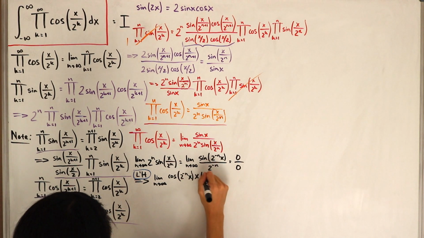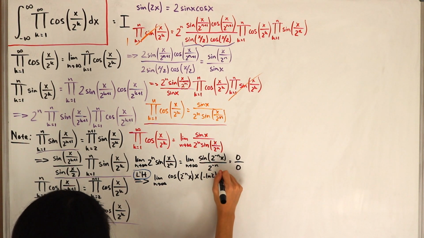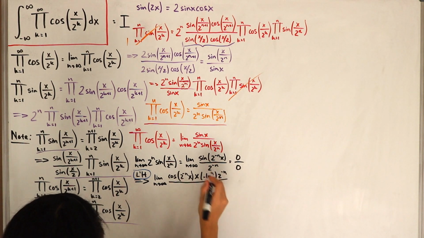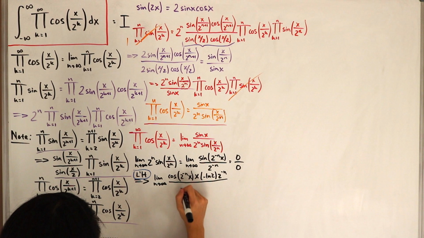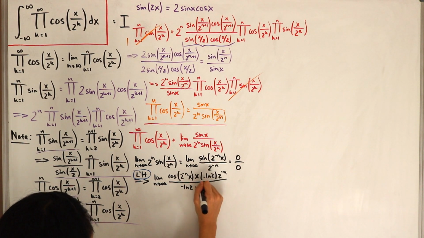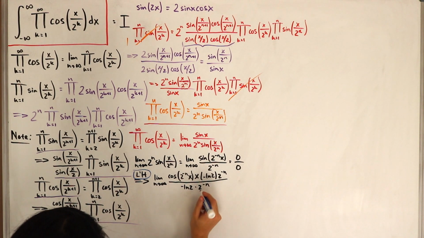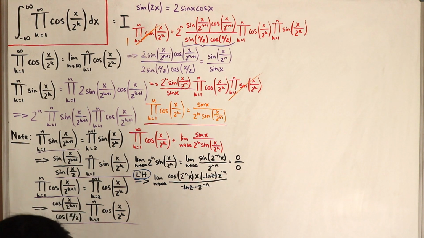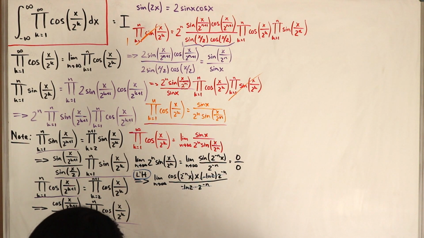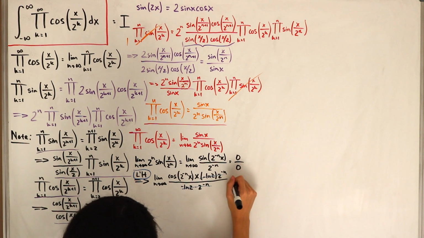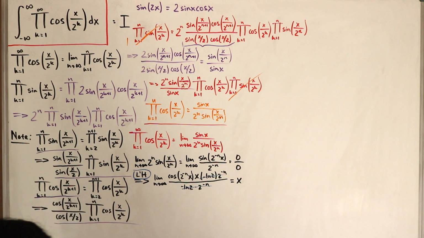So you get that this is just negative ln of 2, then times 2 to the negative n. Then the derivative is the same thing, just from here. So this is just negative ln of 2 times 2 to the negative n. You'll see that the negative ln of 2 times 2 to the negative n cancels. Then notice if you plug n for infinity over here, this is just going to be cosine of 0, which is going to equal 1. So 1 times x, so therefore this is just equal to x.